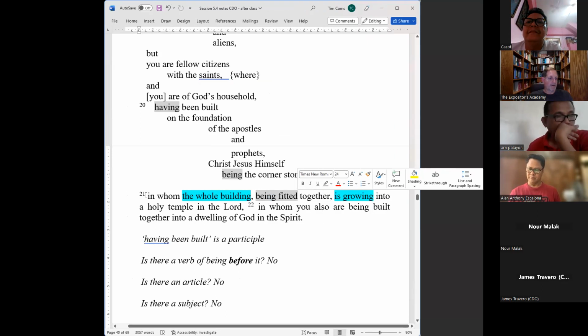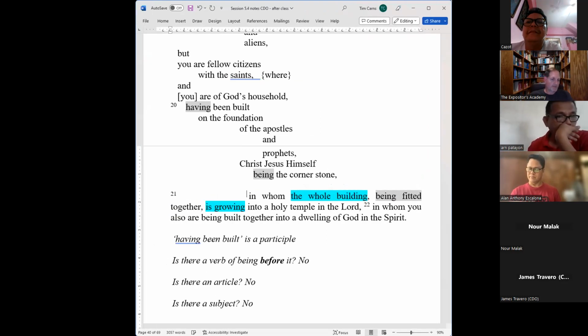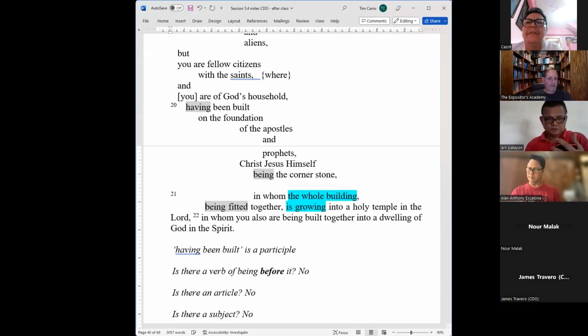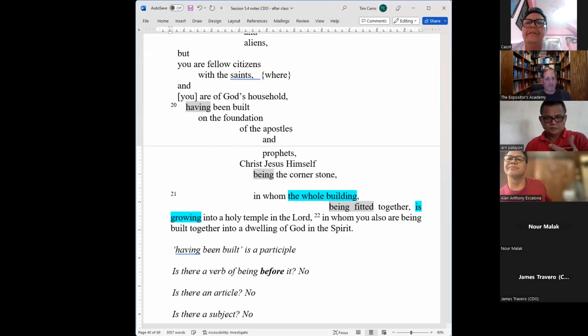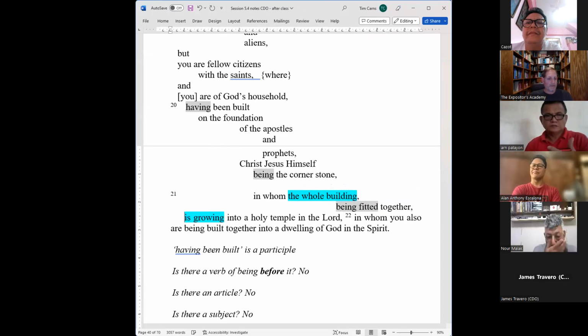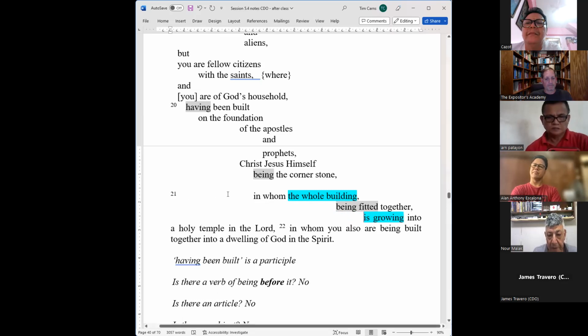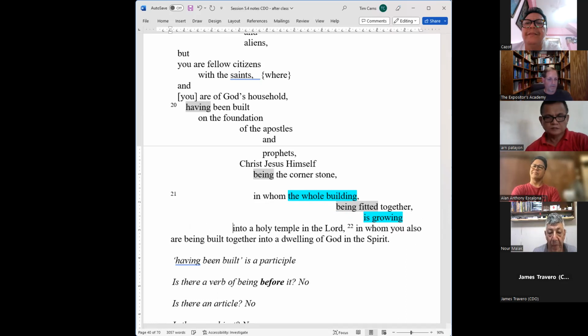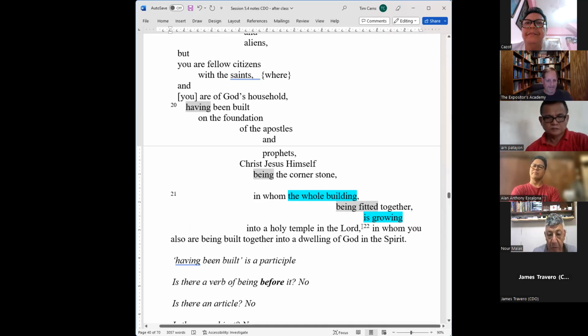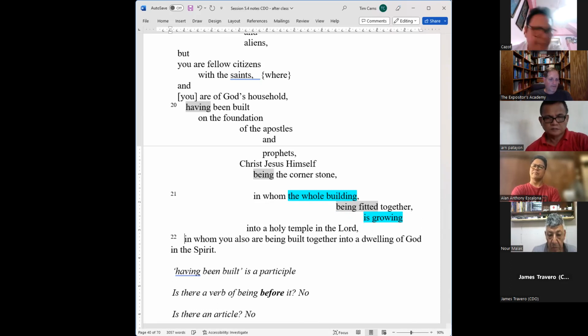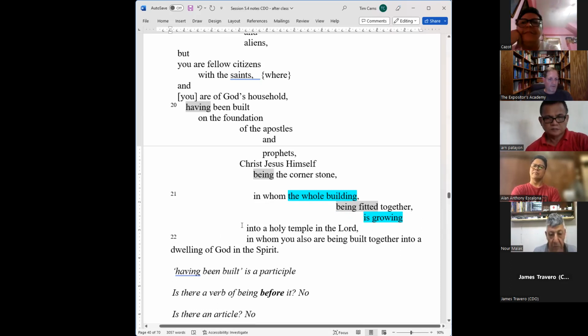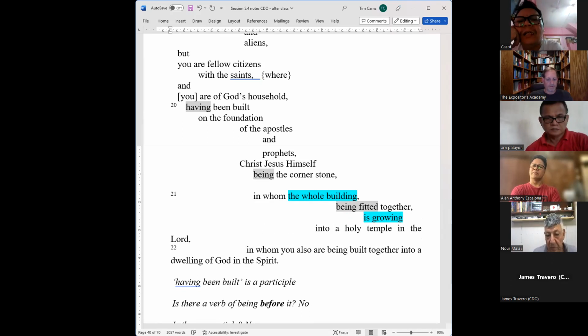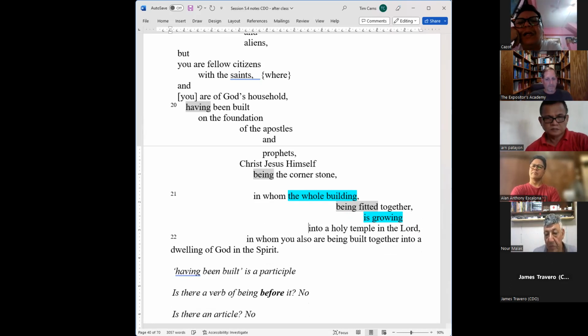All right, and this is how we would diagram. In whom modifies Christ. In whom the whole building, and being fitted modifies building. Building is growing. So being fitted is splitting that. Okay, and I ran out of room here. Into a holy temple in the Lord modifies growing there. Okay. So being fitted is a participle.